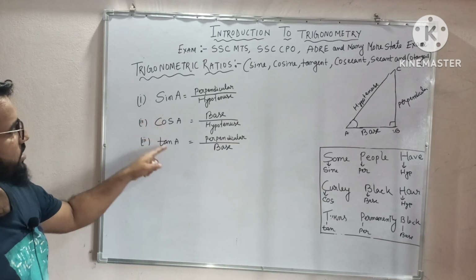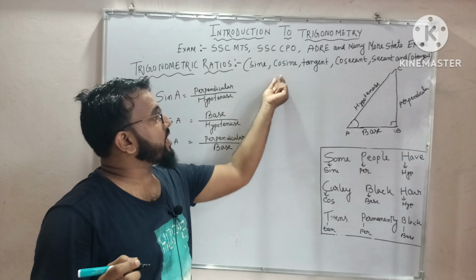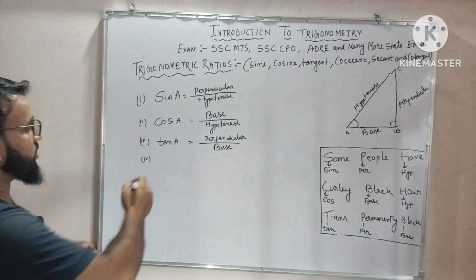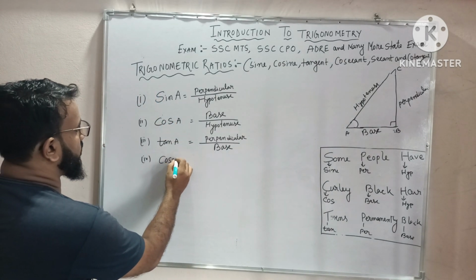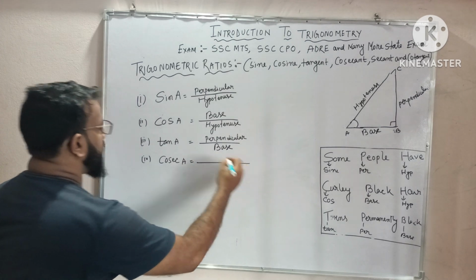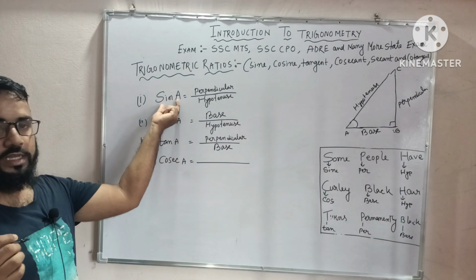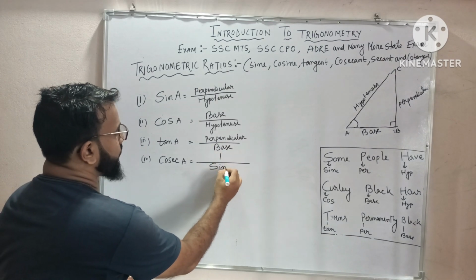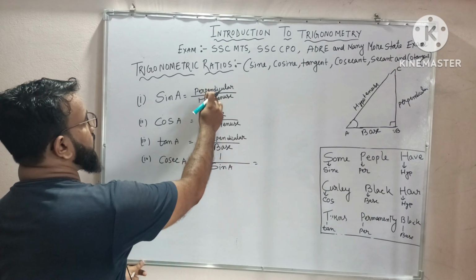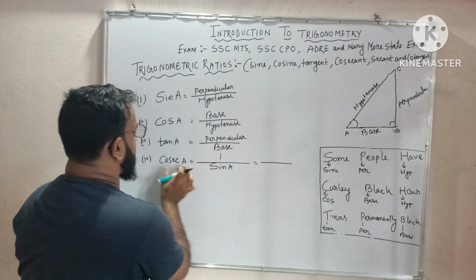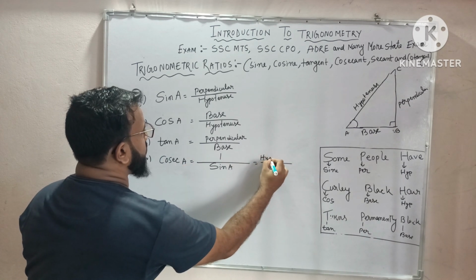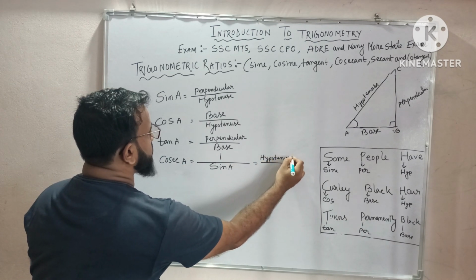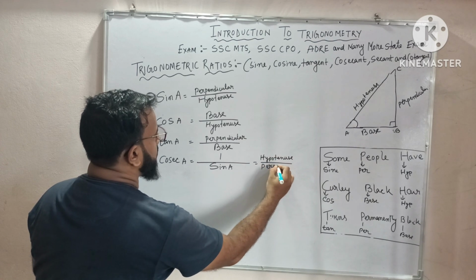This sin, cos, tan are the abbreviations for the sine, cosine and tangent. Cosecant will be cosec of A. Cosec A is the reciprocal form of sine A. Sine A perpendicular by hypotenuse है तो ये cosec का वैल्यू कितना होगा? Hypotenuse by perpendicular.